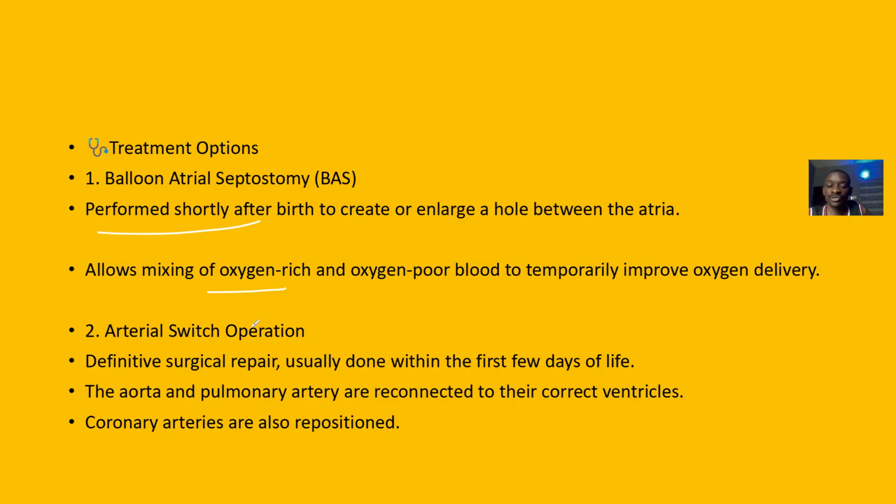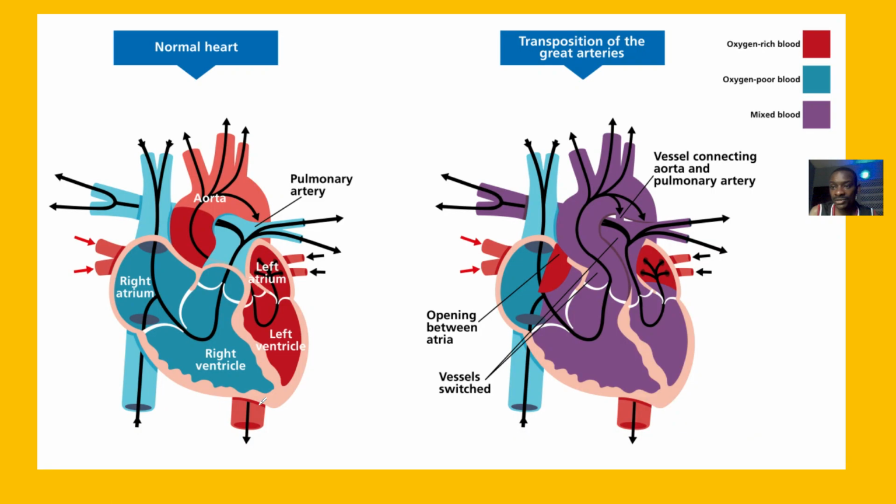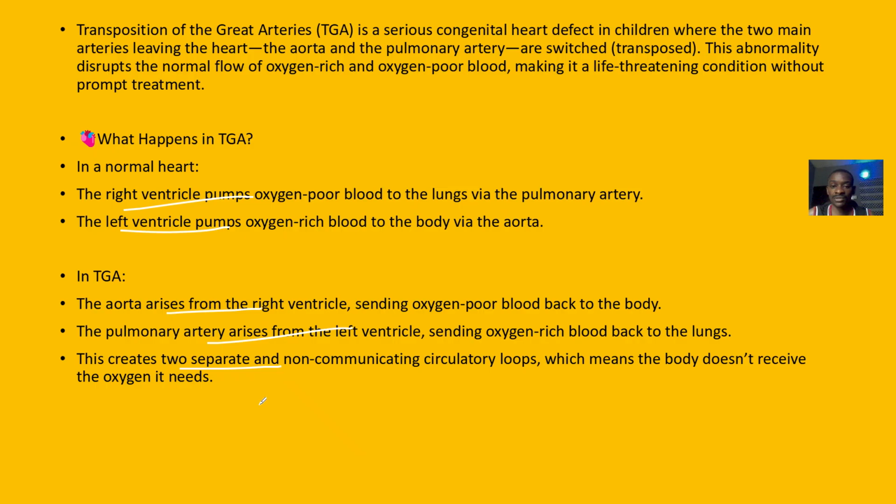The atrial switch operation. You understand this one? The aorta and the pulmonary arteries are reconnected to their correct ventricles. Okay. So management of associated defects like ventricular septal defect, atrial septal defect, patent ductus arteriosus, all of this is surgical corrections. Okay. So that's it for transposition of great arteries in children.